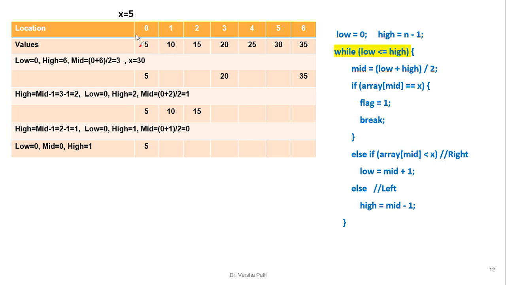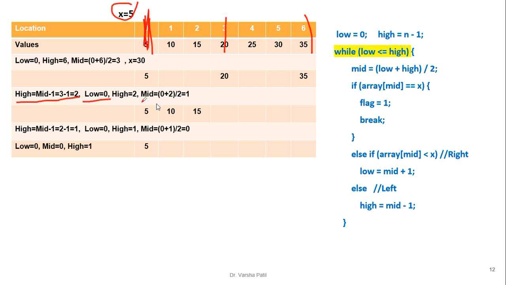For example, we want to search the element 5. Initially our low is 0, high is at location 6, and our mid calculation is 3, which is 20. Now we compare the element with 20, whether it is greater or less. If it is greater, we will shift here, but it is less. So we are not changing the low, but we are changing the high, which is equal to mid minus 1. Now high is equal to mid minus 1, which is 2.